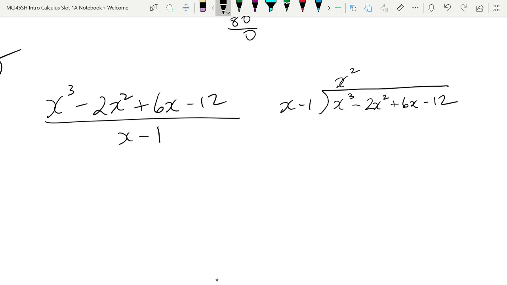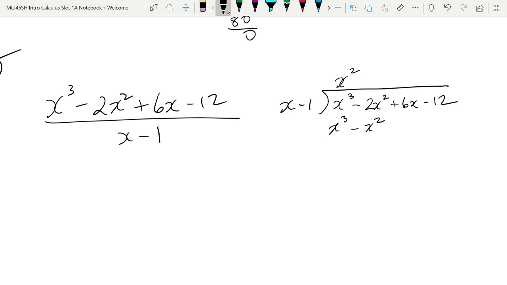And then what did you do next when you were long dividing? You multiplied this number by that number, right? That's what I'm going to do again. So I'm going to go x squared times x minus 1, which is x cubed minus x squared. Here's the most common place people make mistakes. What is my next move? Subtraction, correct. Don't forget that you're subtracting a binomial here.